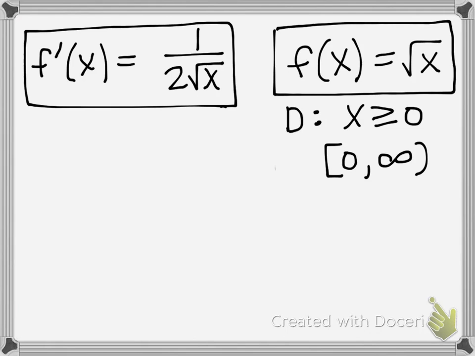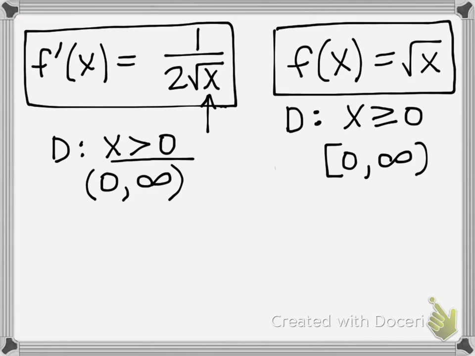However, for the derivative, even though we still have a square root, it's in the denominator of the fraction. So on this one, 0 will not work. So in the derivative, our x values just need to be greater than 0. So in interval notation, our domain is going to be a parenthesis 0 to infinity.